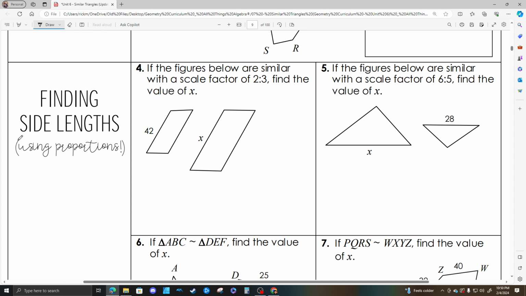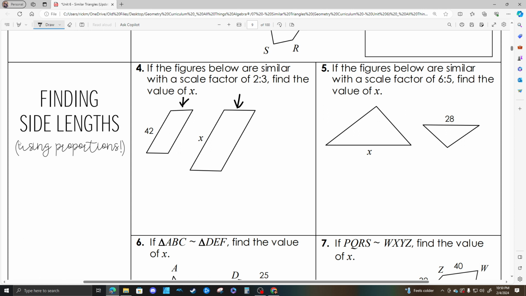So if the figures below are similar, so we're saying that this shape and this shape are similar, which means all these angles are going to be the same, but the sides are going to be proportional. And if you need a review, please check that out in the last video. It says they have a scale factor of 2 to 3.